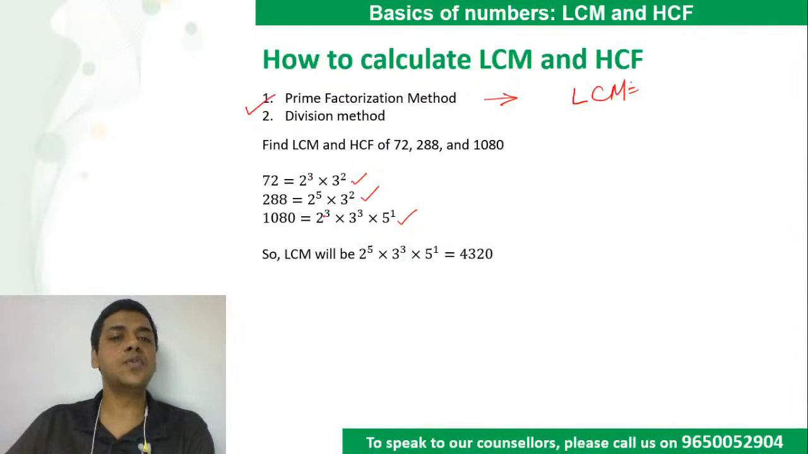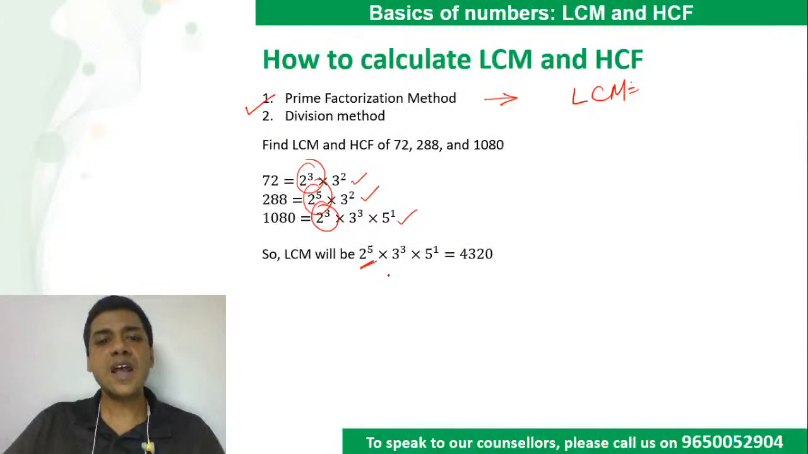So, what's the highest power of 2? Now, before that, what are the prime factors of these numbers? Prime factors of these numbers will be 2, 3 and 5. Now, what is the highest power of 2? Among all the three numbers, we have 2 raised to power 3, 2 raised to power 5, 2 raised to power 3. Highest power of 2 is 5. What is the highest power of 3? 3 raised to power 2, 3 raised to power 2, 3 raised to power 3. The highest power of 3 is 3 raised to power 3. What is the highest power of 5? Highest power of 5 is 5 raised to power 1.